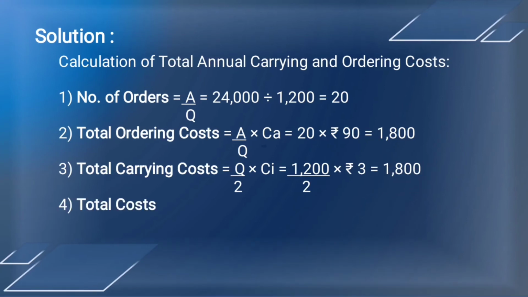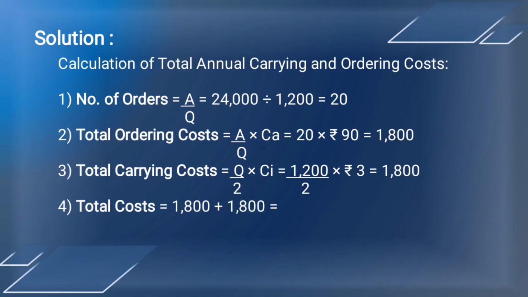Next we will calculate total cost, which is equal to 1800 of ordering cost plus 1800 of carrying cost, which will be equal to 3600. So the total cost is 3600.